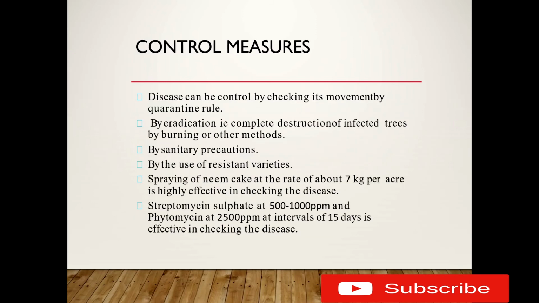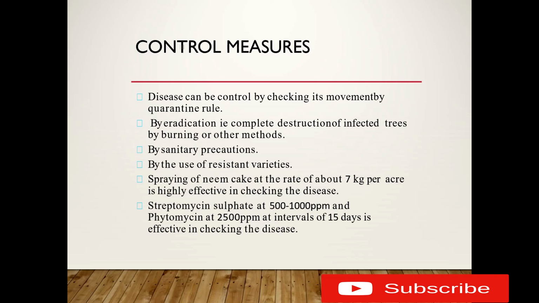And what are the control measures? One is the quarantine rule, controlling its movement by quarantine, that is, keeping isolation. Another one is eradication, the complete destruction of infected trees by burning or other methods, so that it won't affect the other parts of the orchard. Another one is sanitary precautions. Then there is the use of resistant varieties, for which we depend on plant breeding techniques.